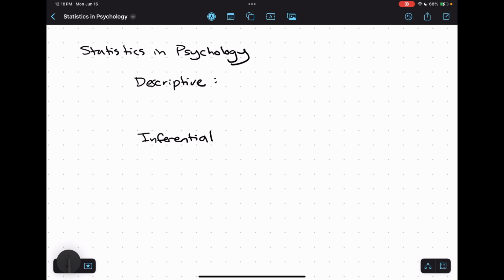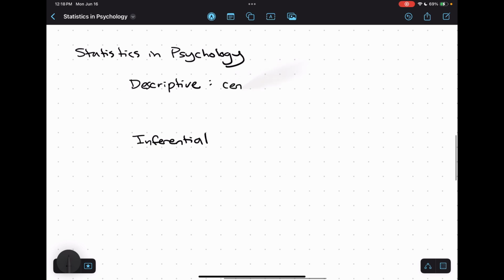When it comes to analyzing scientific data, there are different kinds of statistical methods that can be used. In psychology, we have the use of descriptive and inferential statistics. So getting into descriptive statistics, this incorporates measures of central tendency and variation.